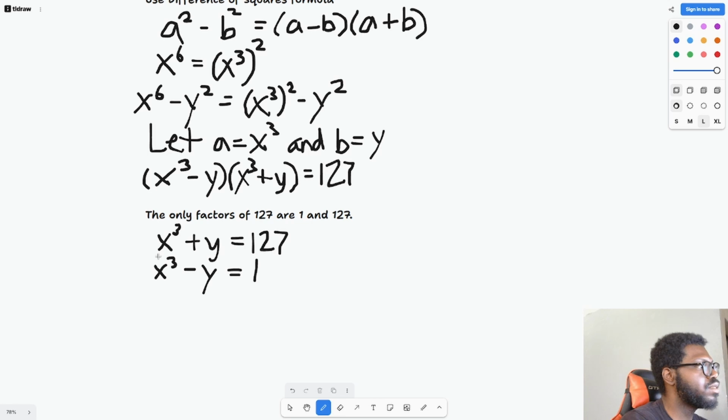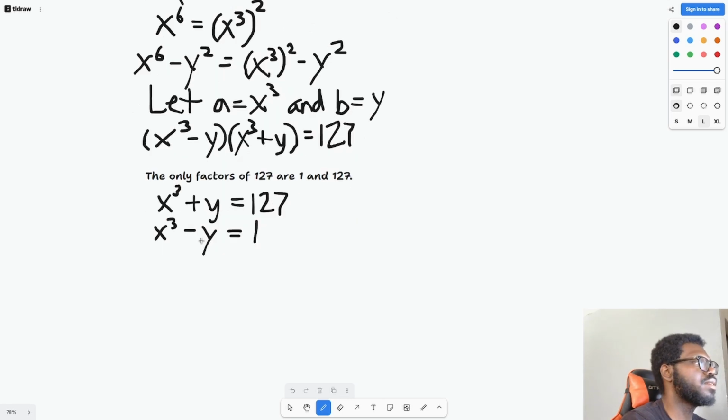Since they're positive integers, that means that both x and y are at least 1. So the smallest possible value of this expression, x cubed plus y, will be 1 cubed, which is 1, plus 1, which is 2. Because of that, x cubed plus y is not equal to 1. x cubed plus y would have to be equal to 127, which means that x cubed minus y would have to be equal to 1.